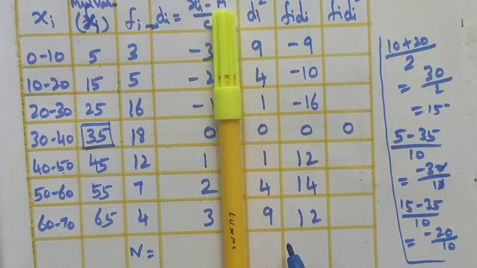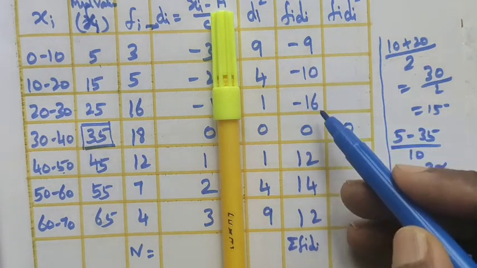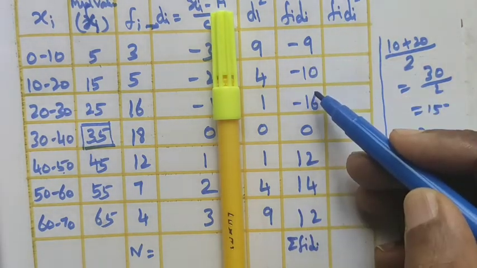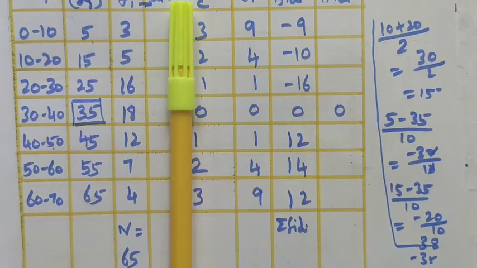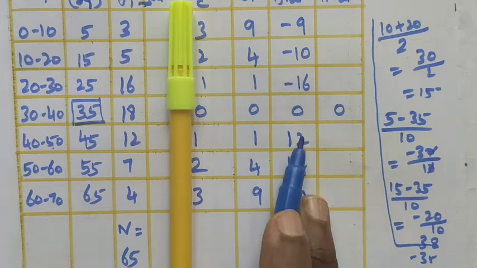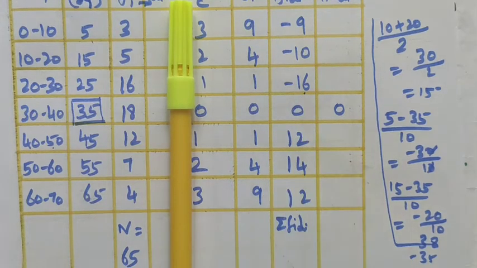Now we want to find out the summation of fi di. Here we have negative and positive values. Add the negative values separately and add the positive values separately, and then we can subtract. So here we have the positive value as 38 and the negative value as 35. When you subtract, we get 3 as the value of summation fi di.